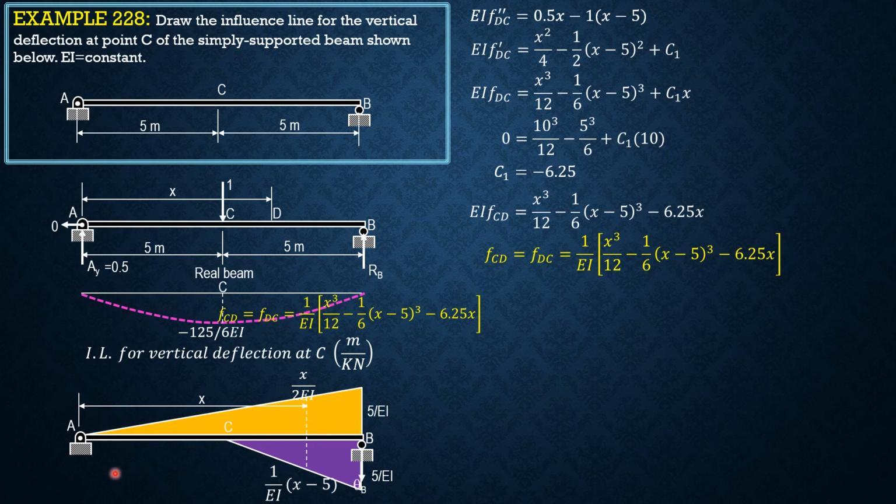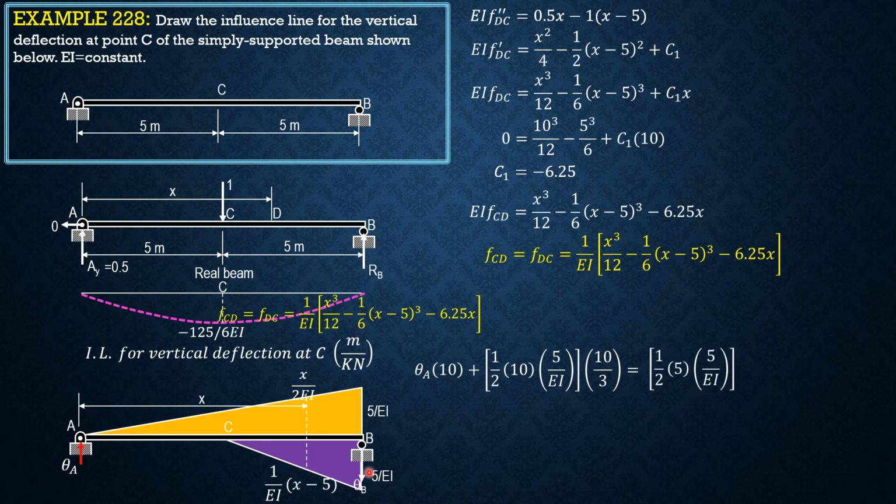Then let's select the whole system first, call this theta A. Summation of moment about B equals 0: theta A times 10 plus 1/2 of 10 times 5 over EI times 10/3 equals 1/2 of 5 times 5 over EI times 5/3. So theta A is negative 6.25 over EI.